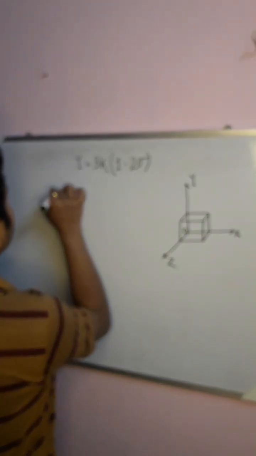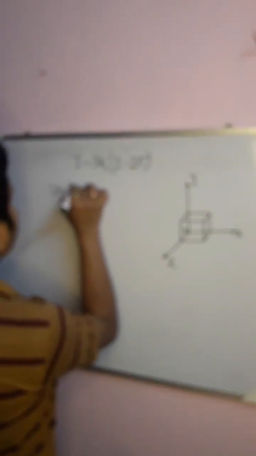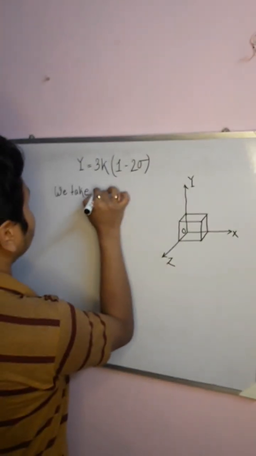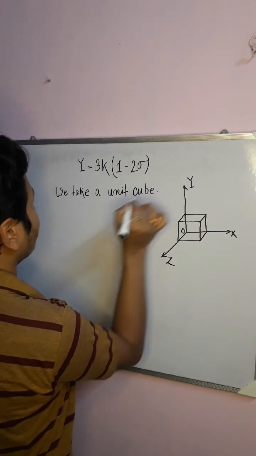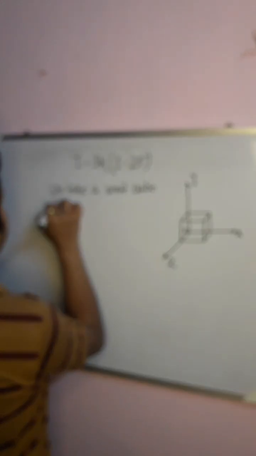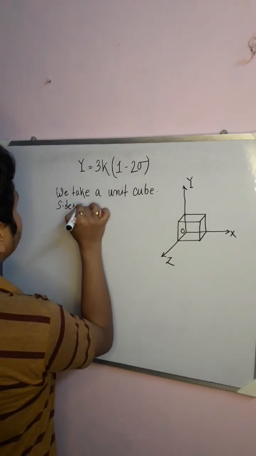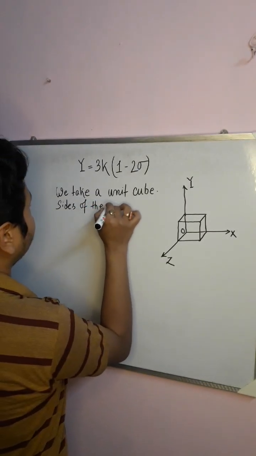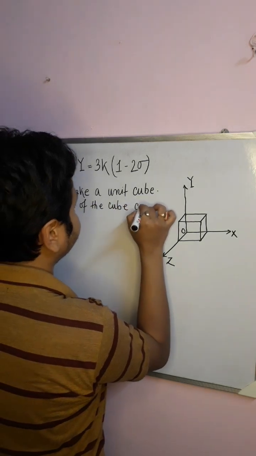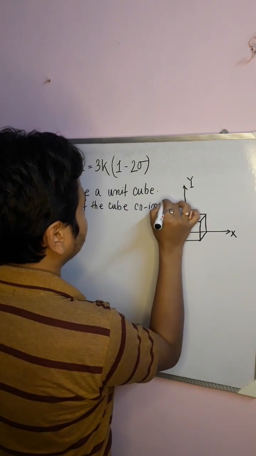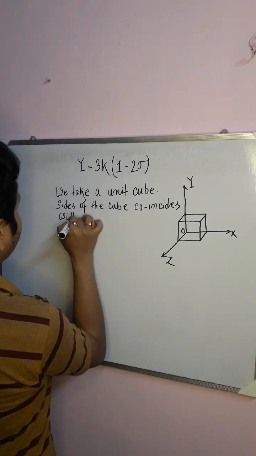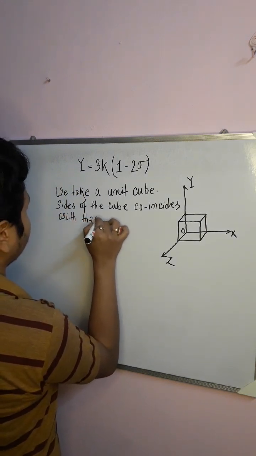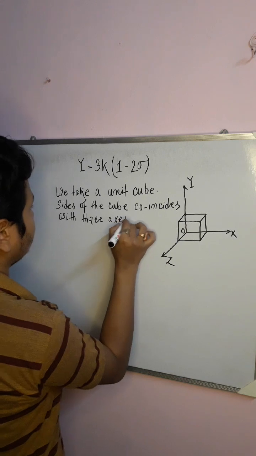So we take a unit cube, whose sides coincide with the three axes.